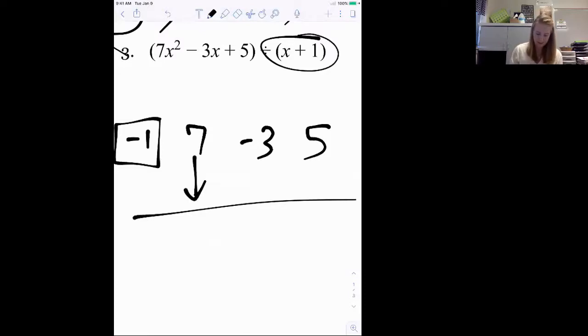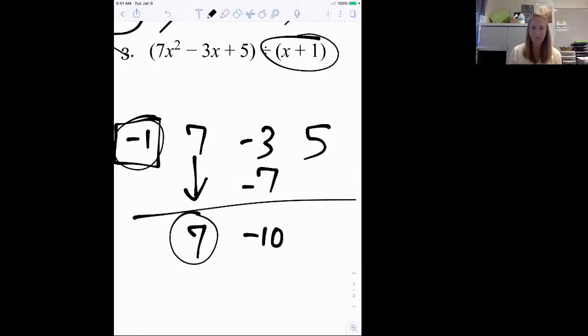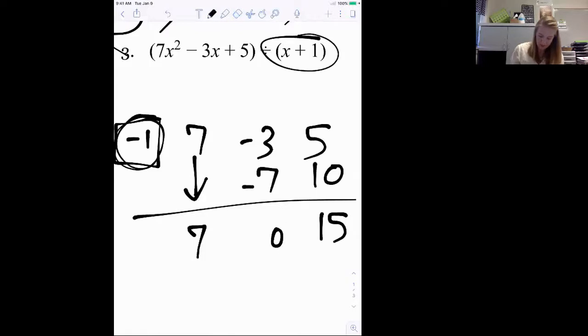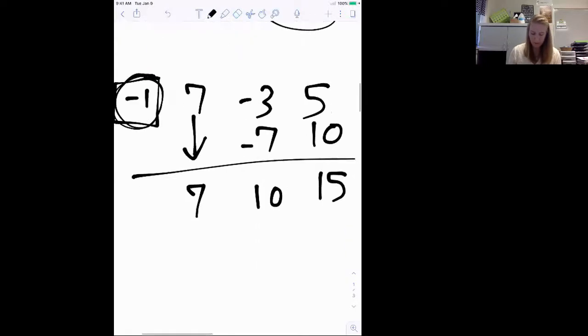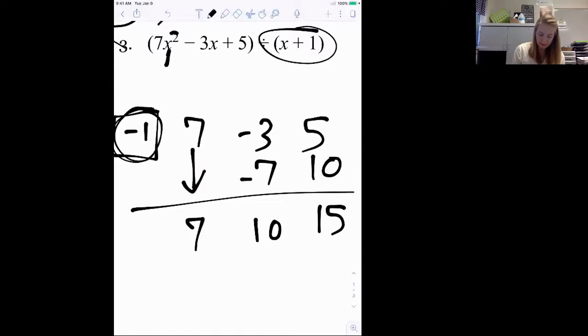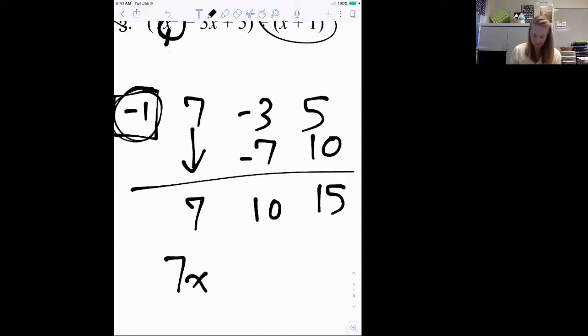Okay, bring down your first coefficient. Multiply. Add. Multiply. Add. So I didn't get a 0 there. So my answer, whoops, I lost my 1. My answer, since my starting coefficient was an x squared, I'm going to take 1 away from that. I've got 7x plus 10, but then I have this 15.